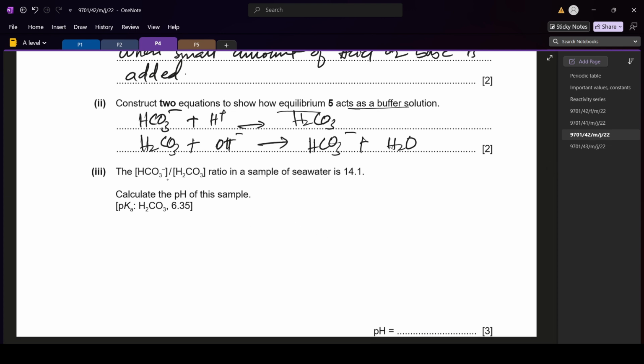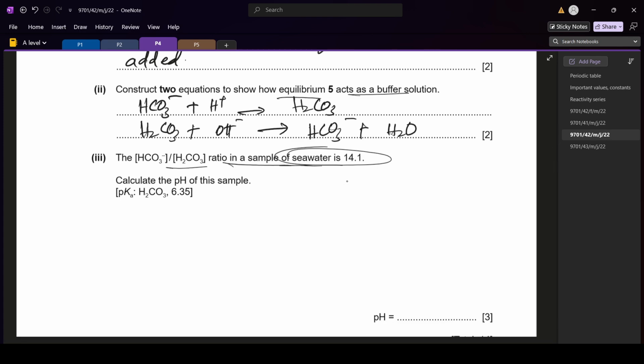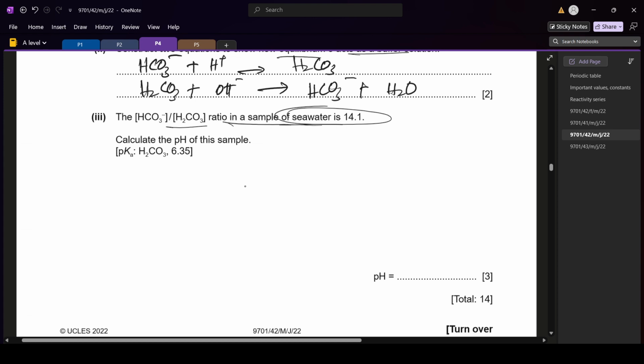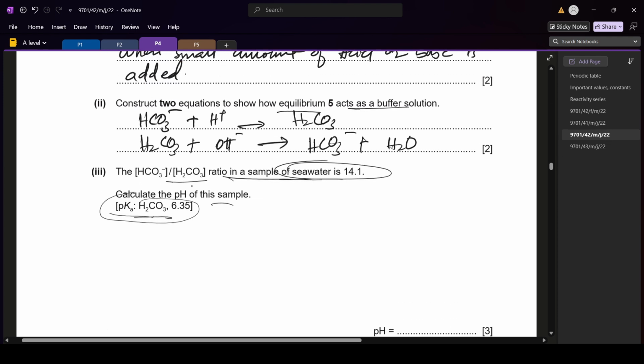Part 3. The concentration of hydrogen carbonate divided by H2CO3, the ratio in a sample of seawater, is 14.1. Calculate the pH of this sample. And the pKa of H2CO3 is shown. Ka is used for the acid dissociation constant, and it is for weak acids.